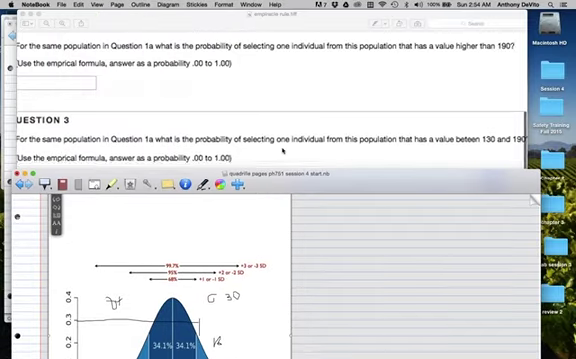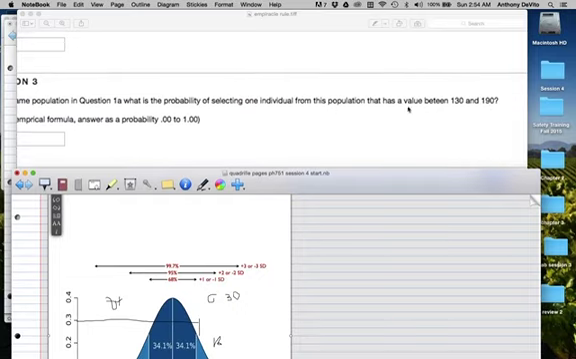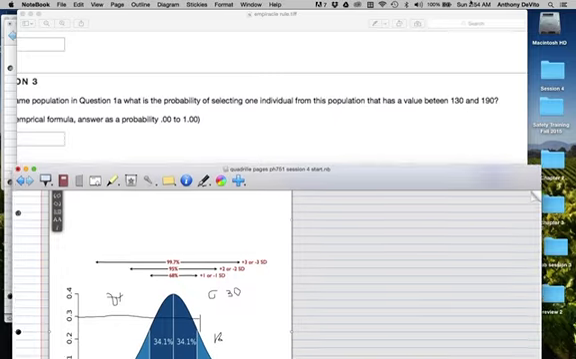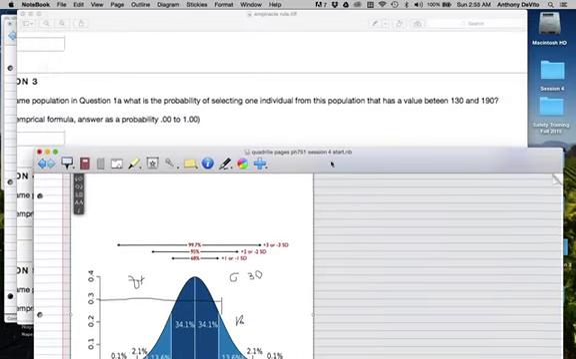Okay, so let's take a look at the next version of this question. Same population. What's the probability of selecting one individual from this population who has a value between 130 and 190? Well, between 130 and 190, we have 68% of the population. So that's the probability we would select an individual within that range. Okay, what's the probability that we would select an individual less than 130 or greater than 190? Well, both the lower tail here and the upper tail satisfy that. So that would be 16% plus 16%, a 32% chance of selecting someone in one of those two ranges.